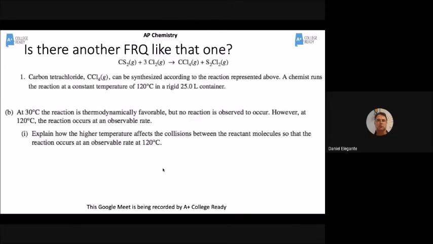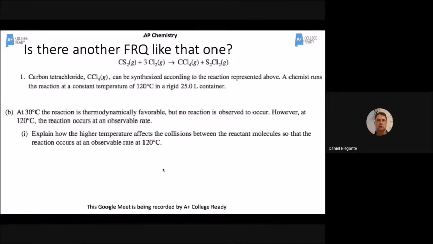Here's another one. Of course, there's another FRQ like that. At 30 degrees, the reaction is thermodynamically favorable, but it doesn't happen. At 120 degrees, the reaction does occur. So remember what I said before, lots of things are thermodynamically favorable, like your paper burning, but they don't happen. So why is that? Well, it has to do with that activation energy. How much energy does it take to start the reaction? So the question is, explain how the higher temperature affects the collisions.